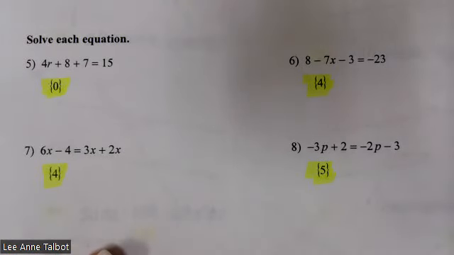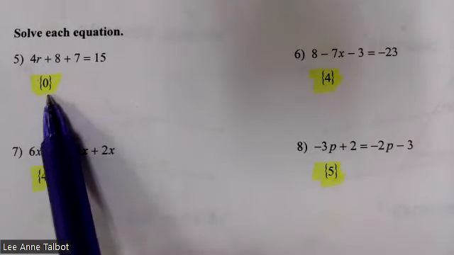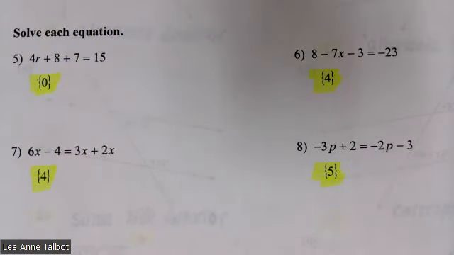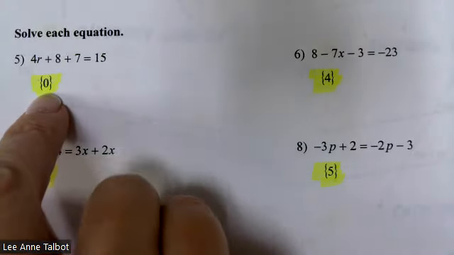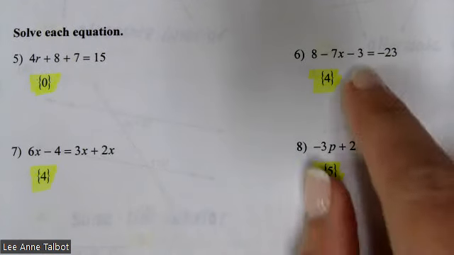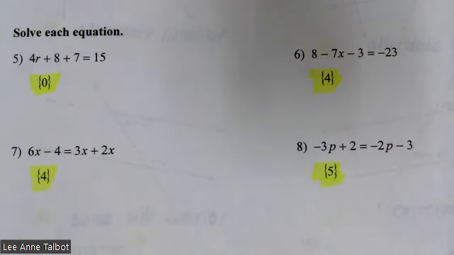Here are these four, number 5, 6, 7, and 8. The answer is 0, 4, 4, and 5. Anyone have any questions about 5 through 8? By the way, these little bracket things are dumb. Don't ever put those. Just put like R equals 0, X equals 4, P equals 5. I don't know why CUDA does that. It drives me crazy.